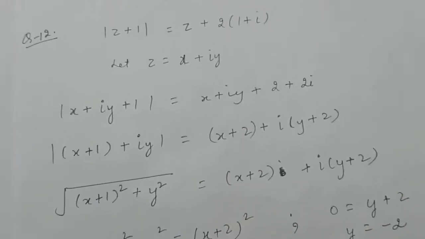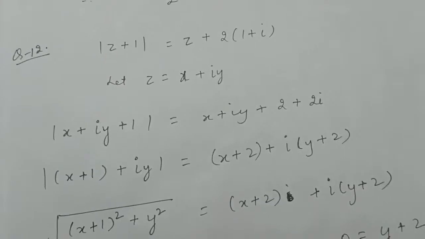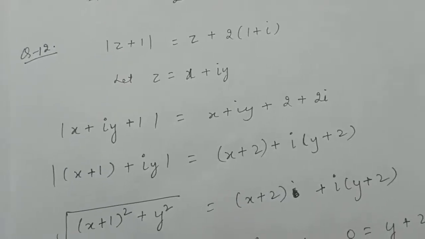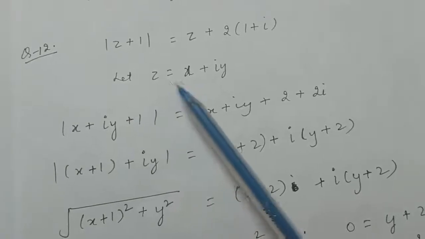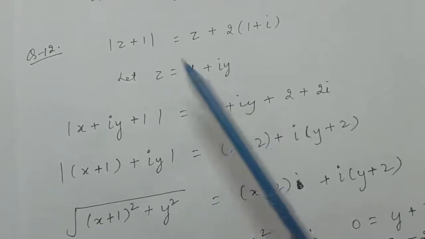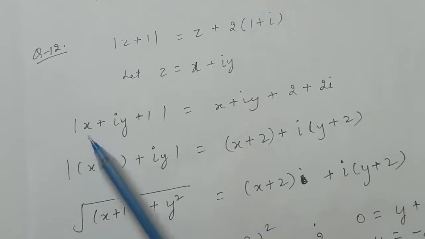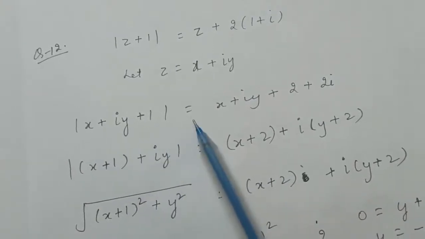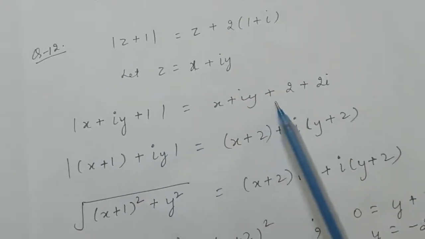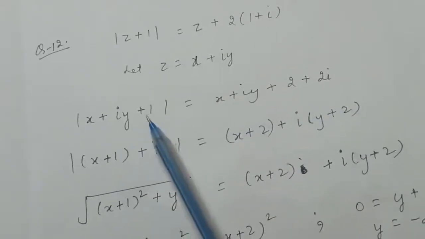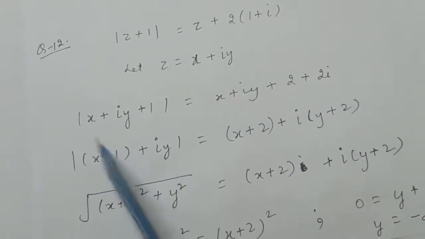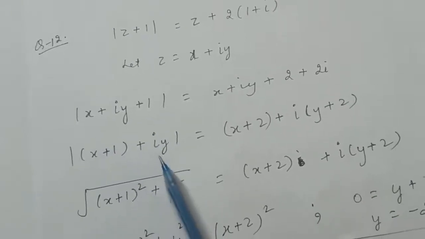Now question number 12 is, if modulus of z plus 1 is equal to z plus 2 into 1 plus iota, find z. Again we will let z as x plus iota y. Now this will become modulus of x plus iota y plus 1 equal to x plus iota y plus 2 iota. Now see, before finding the modulus, take real part together. So it will be x plus 1 plus iota y.